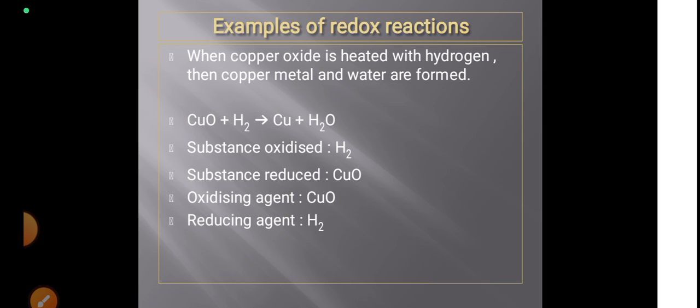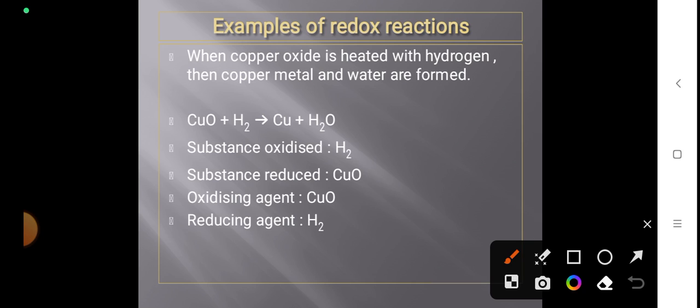So there's an example here. Copper oxide is heated with hydrogen, then copper metal and water are formed. When we look at this reaction carefully, it's very clear that CuO is the reactant and the product is Cu. So here mainly there's loss of oxygen. So hence this reaction, copper oxide to copper, is nothing but reduction. And the substance which is getting reduced is copper oxide.